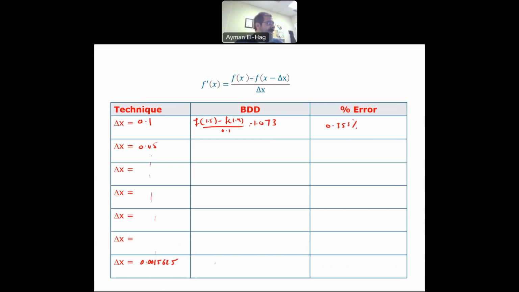0.01565. You will get that the derivative is basically equal to 1.069312, and the error will be equal to 0.0084%. So only when delta x reaches that level, we reach the required error.